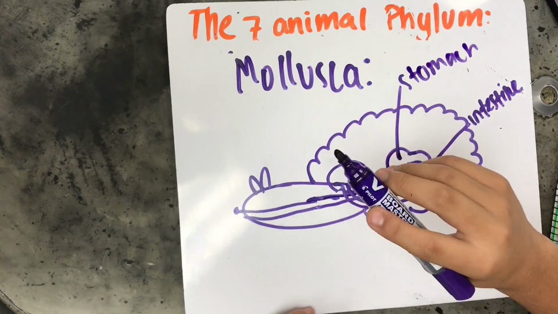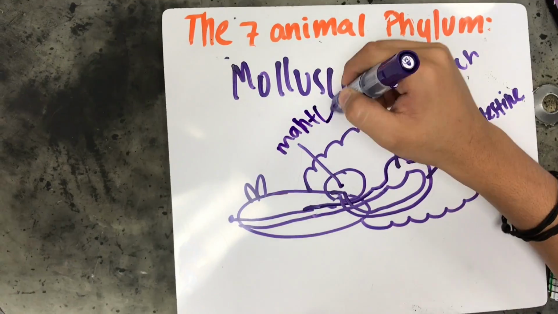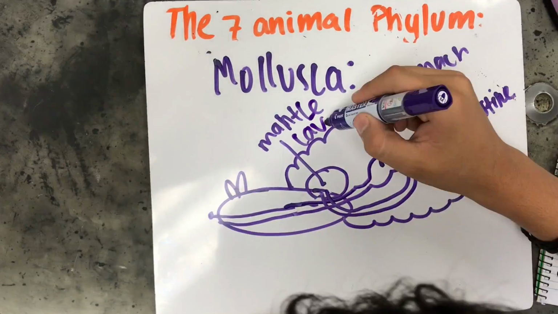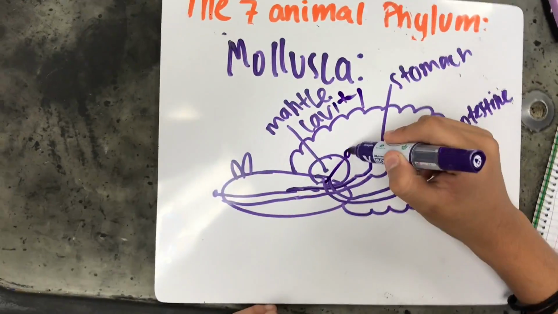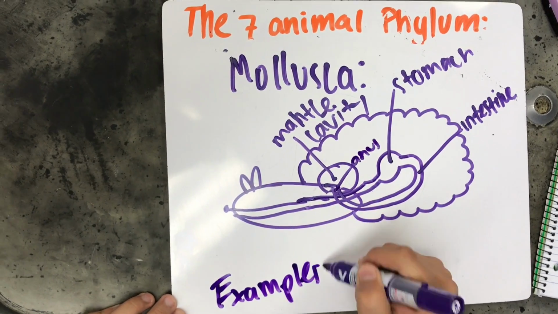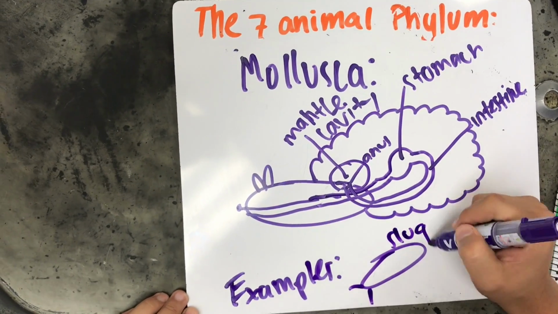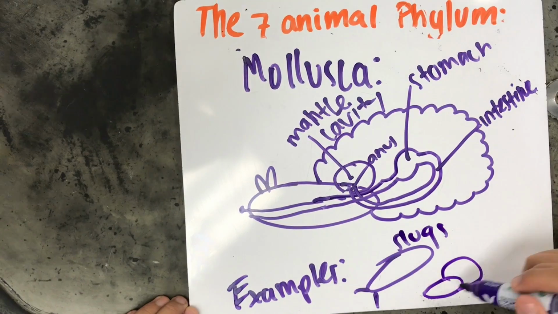They are unique because they are the 2nd largest animal phylum, containing over 80,000 species. Many produce an outer shell of calcium carbonate for protection.